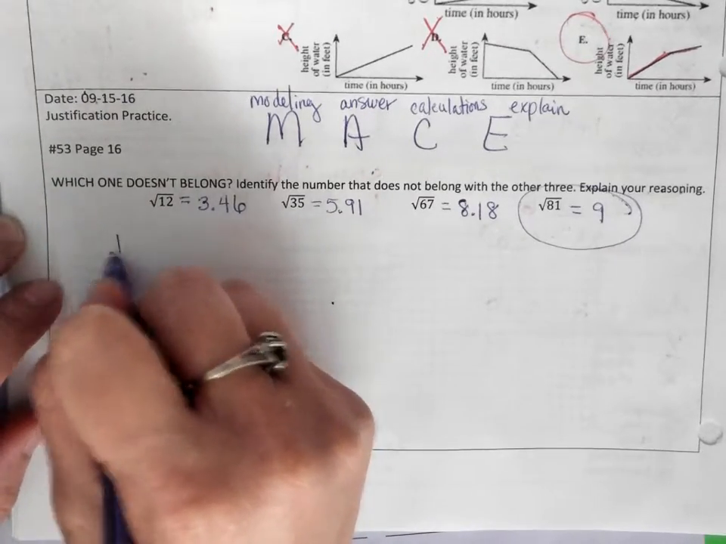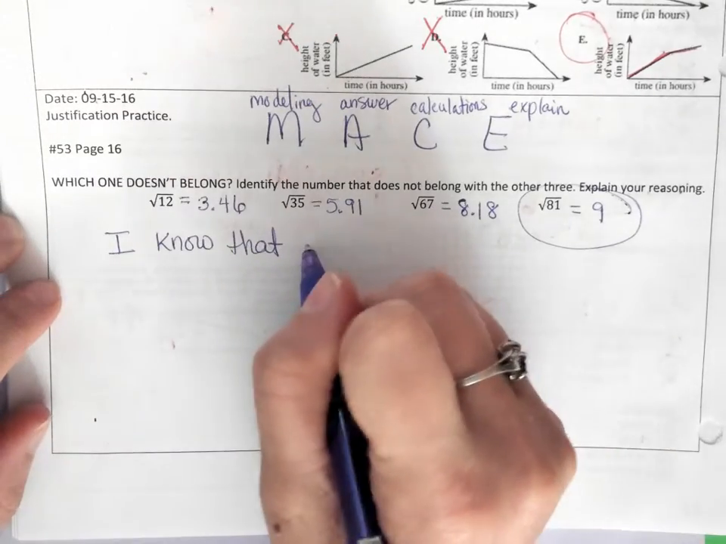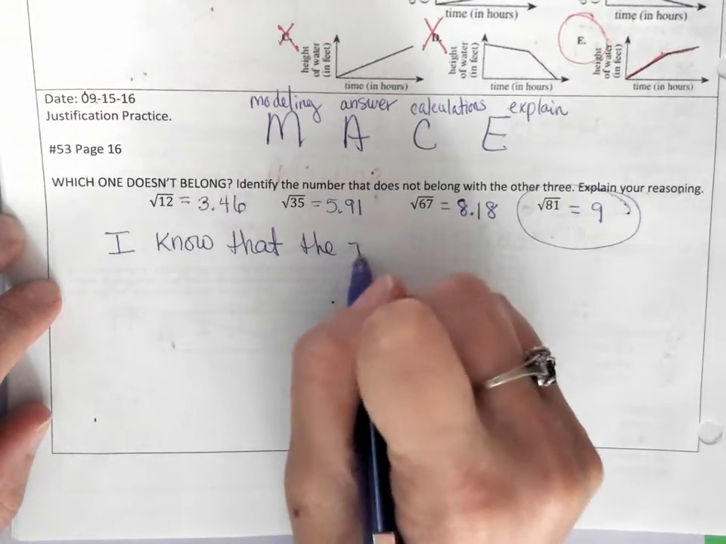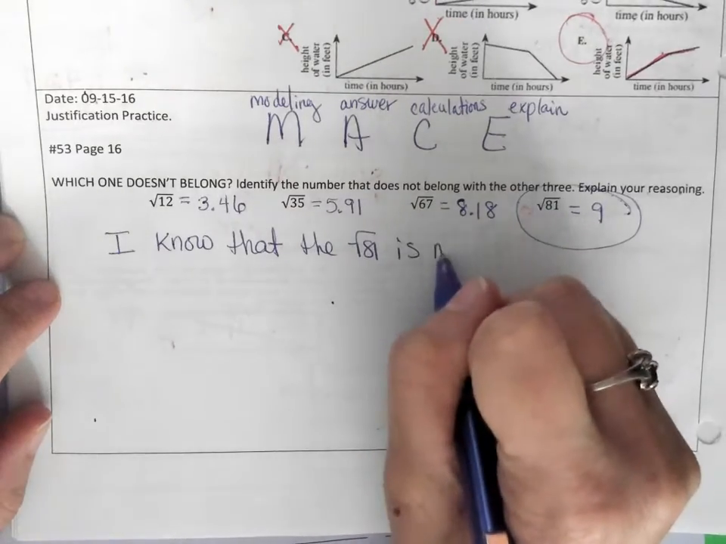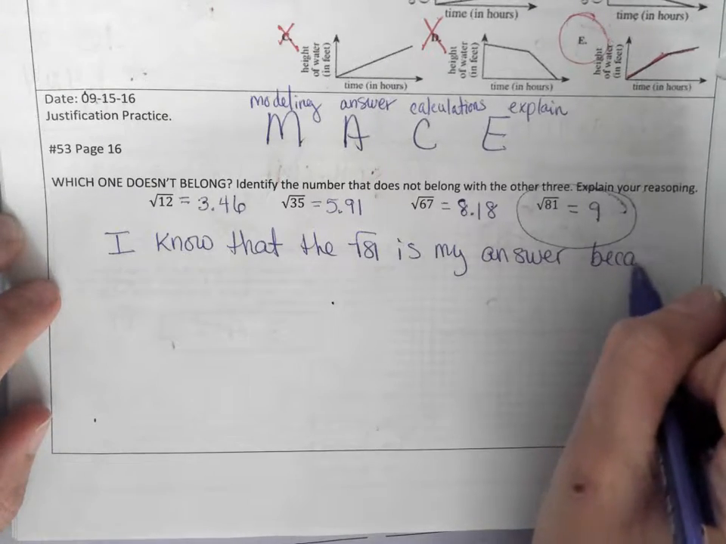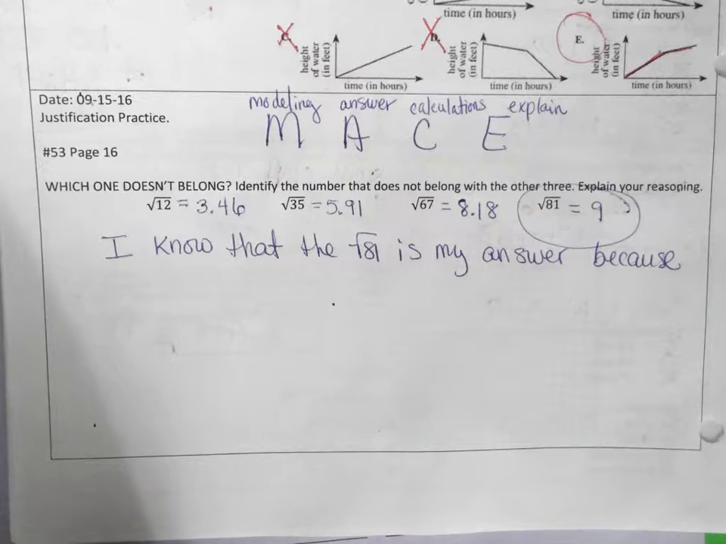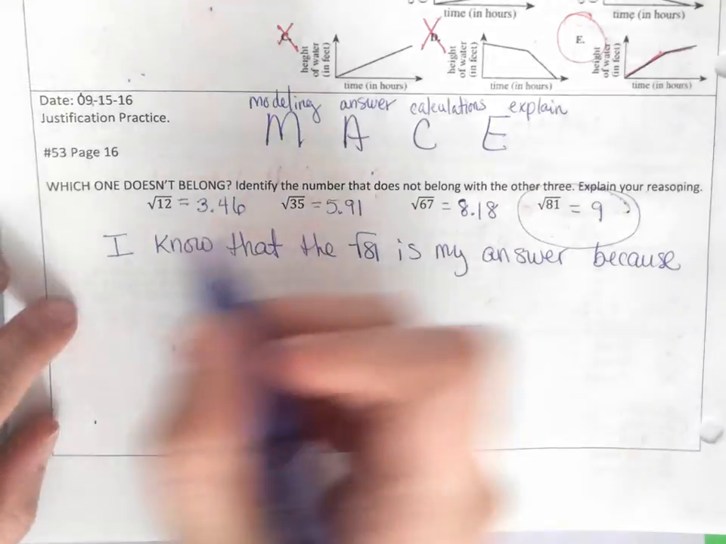You can say, I know that the square root of 81 is my answer because. That's how you need to say it. Somehow in the question, you need to say, I know my answer is because. Does that make sense to everybody? And how do we know that the square root of 81 was my answer? What was my reasoning? Because it's the what? The only perfect square. Very good.